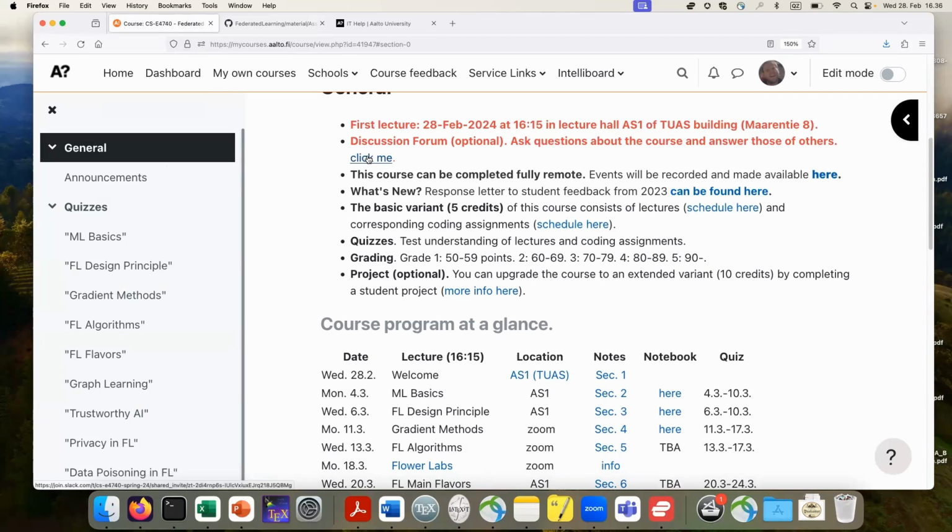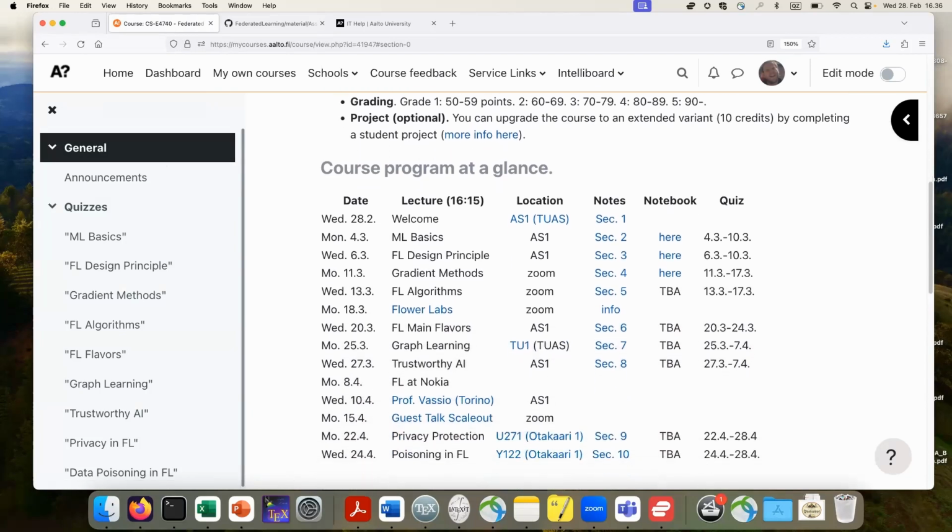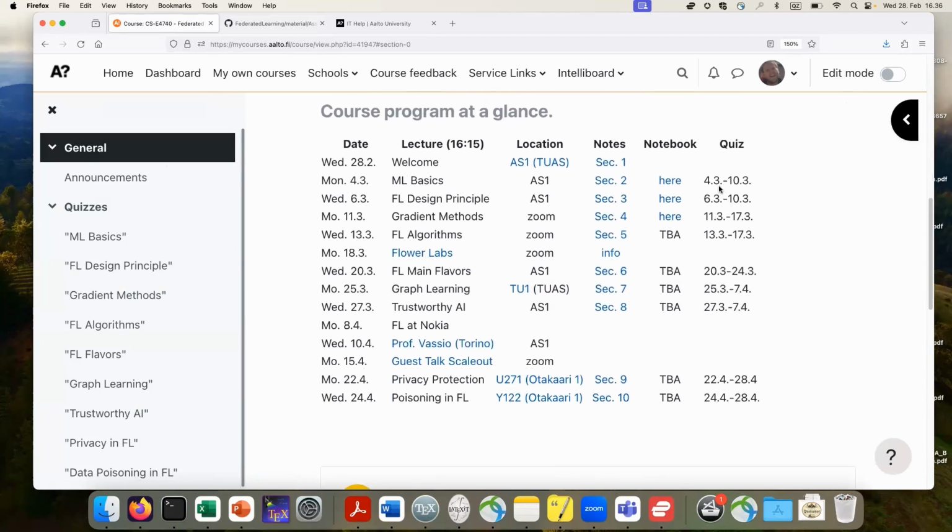And regarding the quizzes, you find here the deadlines. The first quiz opens on the 4th of March and ends on the 10th of March. If I remember correctly, we end the quizzes always on Sunday, one minute before midnight.